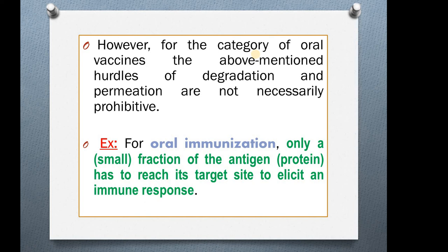Why? Because in immunization, a very small fraction of the antigen, which is the protein, reaching the site is enough to produce an immune response. So all we need is a very small quantity or fraction of this antigen, which is the protein, to get an immune response, which is what is required. So oral vaccination may be useful for activation of the immune response.